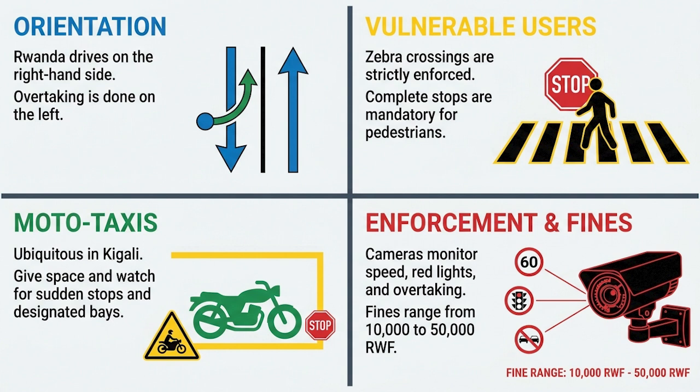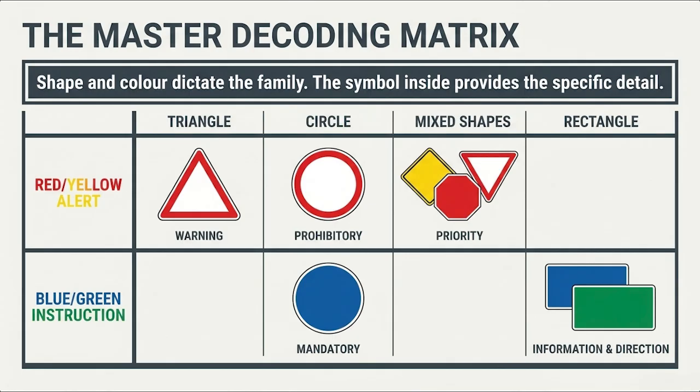Now, to navigate all of this safely, you really need a cheat code. And that is exactly what this master decoding matrix gives us. In Rwanda, the shape and the color of a sign actually dictates its family before you even have a chance to read the symbol drawn inside it. If you see a triangle, a circle, or a rectangle way off in the distance, your brain should already be preparing for a specific type of instruction before your eyes can even make out the fine details.